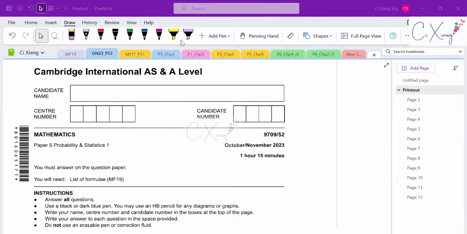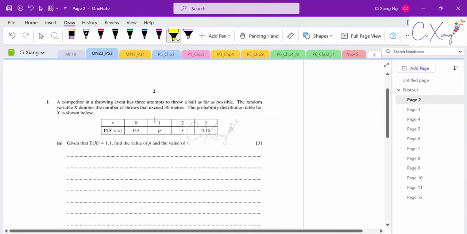Alright, so this video will be discussing October/November 2023 for Stats 1, which is Paper 5. And then we are discussing Paper 5 too. Alright, so let's discuss question number 1.